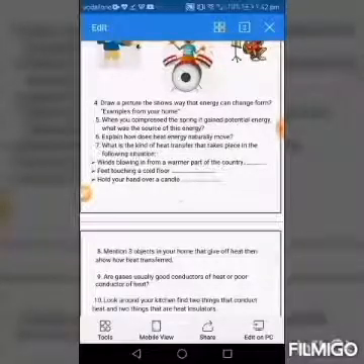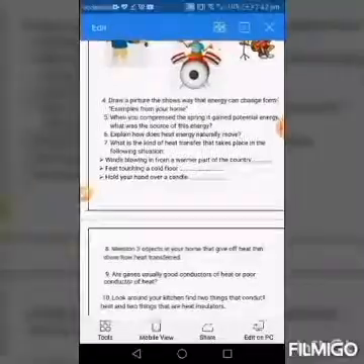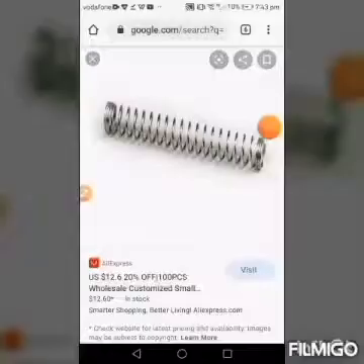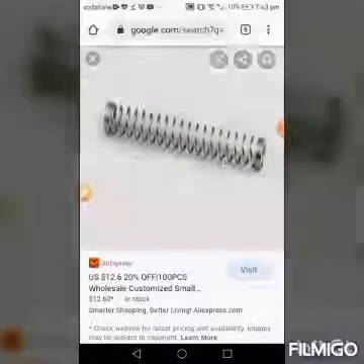Number 5. When you compress the spring, it gains potential energy. What was the source of this energy? The spring is like this one. When we compress it, it will have potential energy. Tell me what's the source of this potential energy. What gives this spring the potential energy?